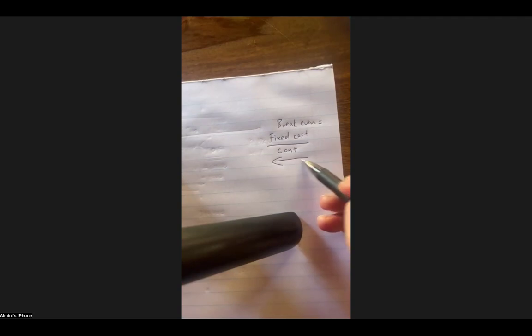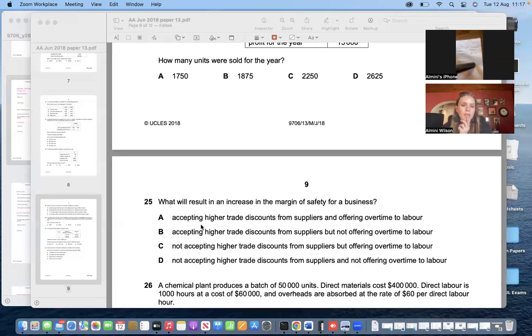And to make your break even go down, you must either let your fixed cost go down or make your contribution per unit go up. And I think that's what they're giving us options for here. They're giving us options. If you get a trade discount, obviously trade discount, that'll bring down your direct materials. So yes, you want a higher trade discount. So those C and D, I don't want not accepting a higher trade discount. We want trade discount. But the problem is a trade discount might cancel out then with an overtime. If you're paying more for overtime on labor, that might make your contribution per unit be the same.